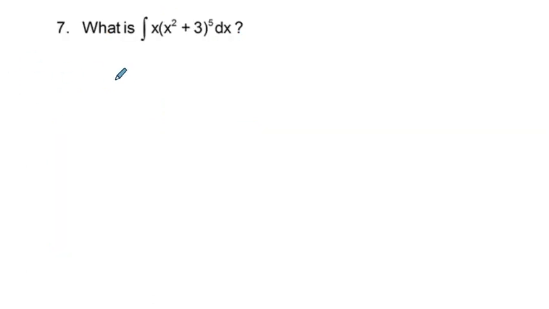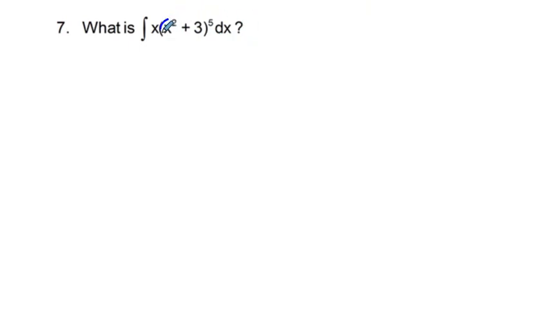Okay, next. 7. What is the integral of x times quantity x squared plus 3 to the 5th power dx? So we could go ahead and expand this x squared plus 3 to the 5th power, and then distribute the x to all that, and we'd have a situation where we could actually perform this integration, but there is a shorter way to do this, which is called a U substitution.